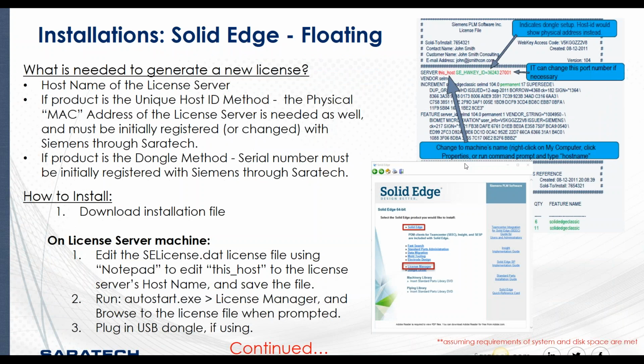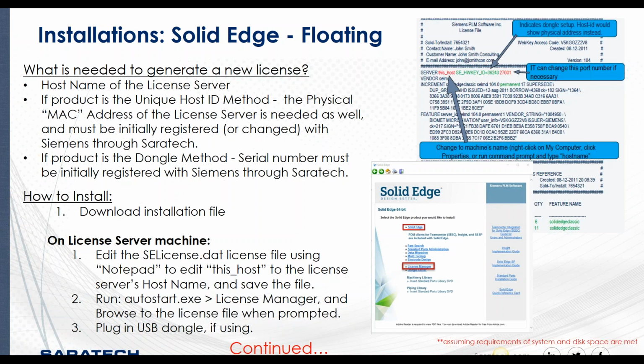For floating, we're going to go a little bit slower because there is a lot of information here. So what's needed to generate a new license for floating? You'll need the host name of the license server. So that's like the computer name. And the unique host ID method, which is this 12-digit physical MAC address of the license server. It's needed, and it must also be registered or changed with Siemens through Saratech.